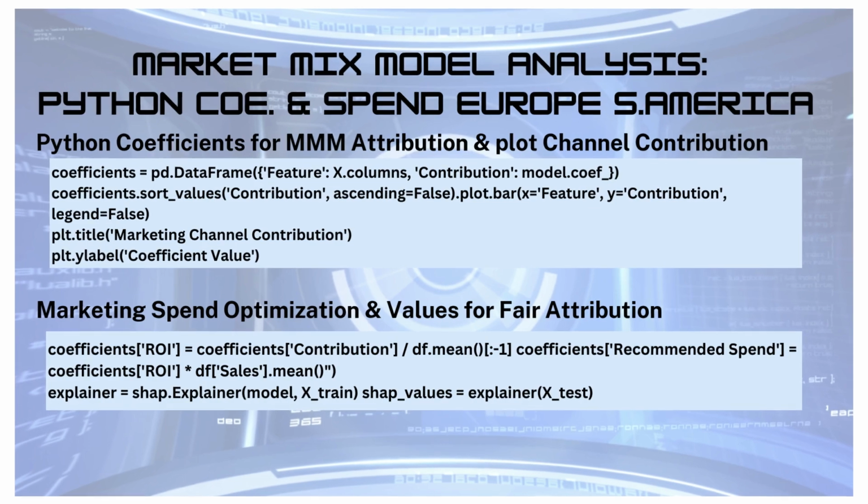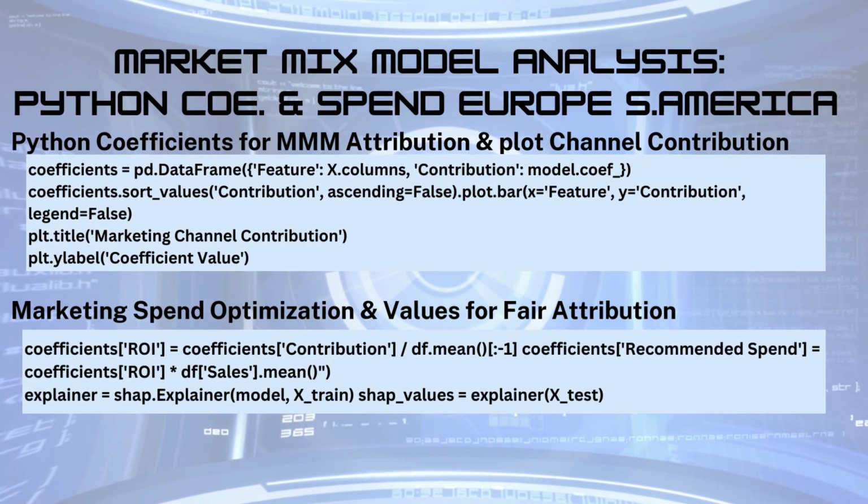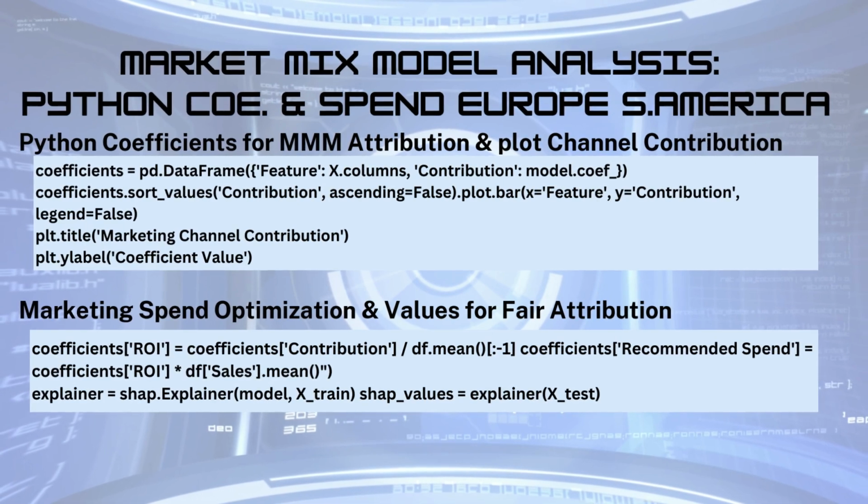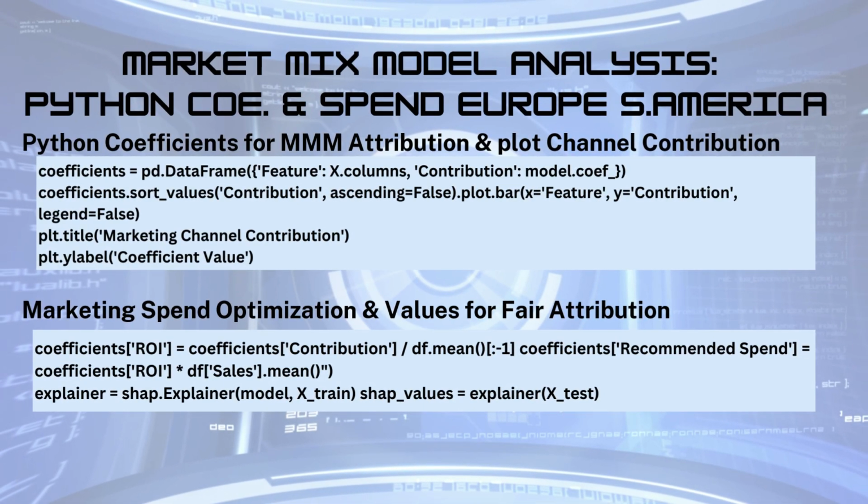Next, we're talking about more details on the Python coefficients and the marketing mix attributions, and plotting these contributions for each channel. Here we basically have a data frame with columns that have the contributions, similar to the importance field earlier. We sort the values, then we can plot them. Then we have the salespeople look at them, and we do a marketing spend optimization, working with marketing people for fair attribution. Then for coefficients, we divide by the means, and we get our recommended spend, and then we get our sales mean. Then we have our Shapley explainer to help with the SHAP values, and then we'll plot that, of course, and then we'll be in business.